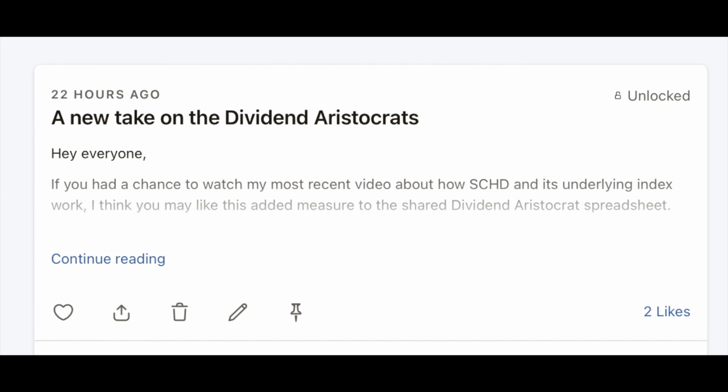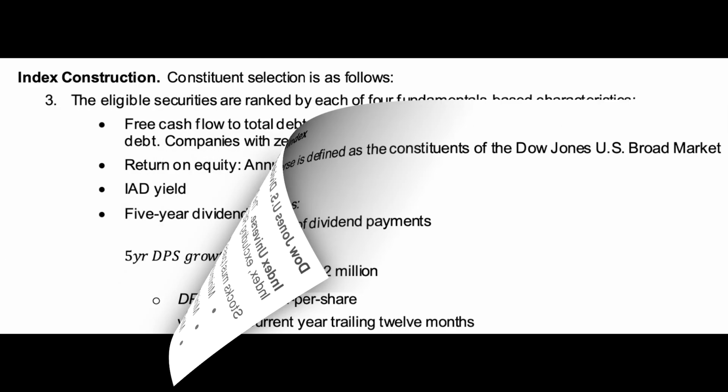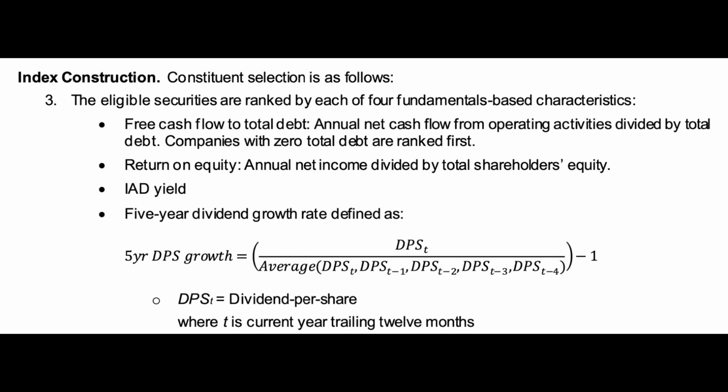Let's talk about the process and results now. If you recall, from my explanation of how the Dow Jones US Dividend 100 index works, the process starts with 3 screeners to trim the list of about 2,500 stocks to a more manageable number. I skipped this part, as the Dividend Aristocrat list is already trimmed to the 64 stocks that meet the strict criteria today. The main focus on duplicating this index was on step number 2, which is ranking the stocks based on the 4 criteria laid out by the index, which are free cash flow to total debt, return on equity, the IAD yield or forward dividend yield, and the 5-year dividend growth rate.